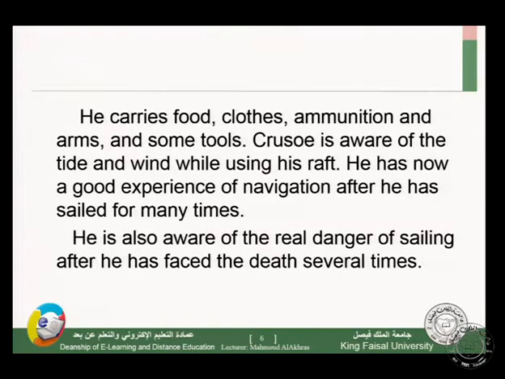He carries food, clothes, ammunition, arms, and some tools. Crusoe is aware of the tide and wind while using his raft. Now he is cautious and careful about the danger of the sea. He now has good experience of navigation after he has sailed many times. So he becomes experienced and knows a lot about the sea. He is also aware of the real danger of sailing after he has faced death several times by himself.